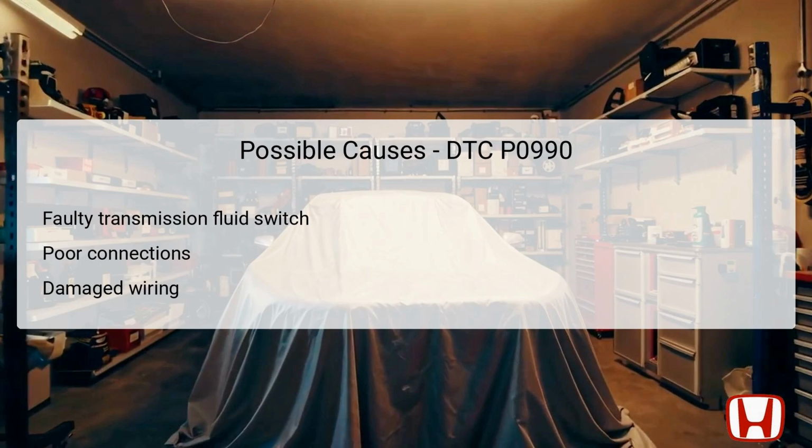First, a faulty transmission fluid pressure switch E could lead to incorrect signaling, hence triggering the code. Additionally, poor connections or loose terminals between the switch and the PCM may interrupt the signal transmission. This can occur due to corrosion or wear over time. Furthermore, damaged wiring along the circuit could create shorts or interruptions in the signal path, which can also contribute to the high circuit status indicated by the DTC. Properly diagnosing these elements is crucial in efficiently resolving the issue at hand.